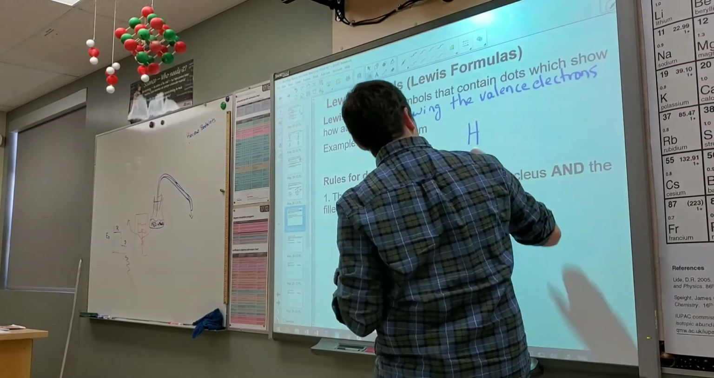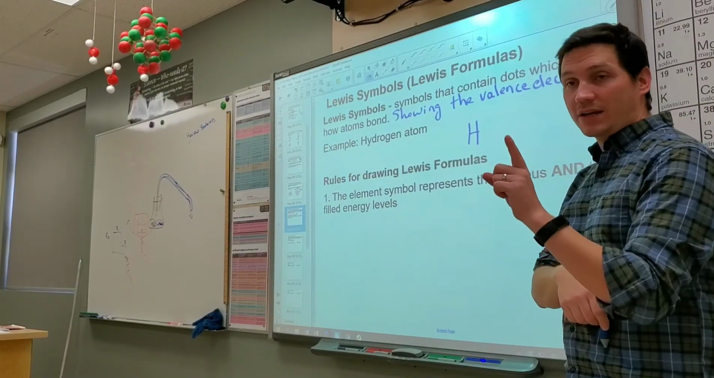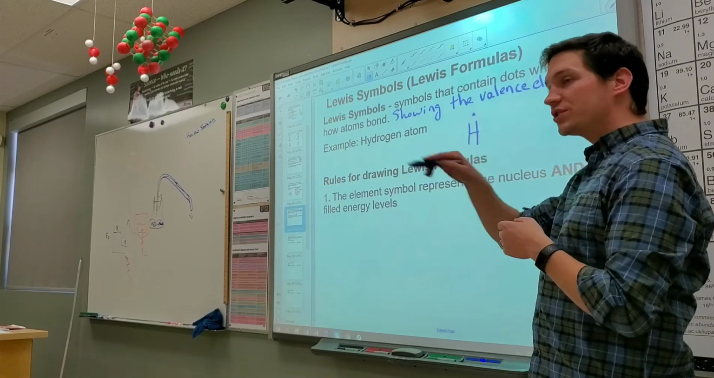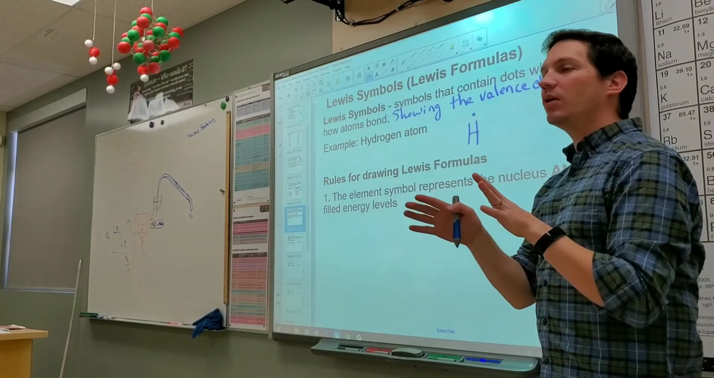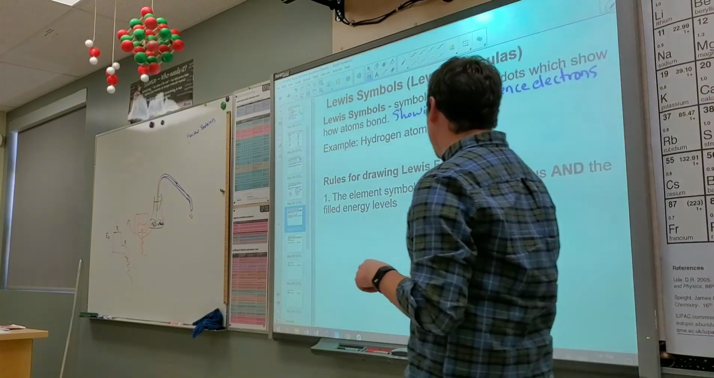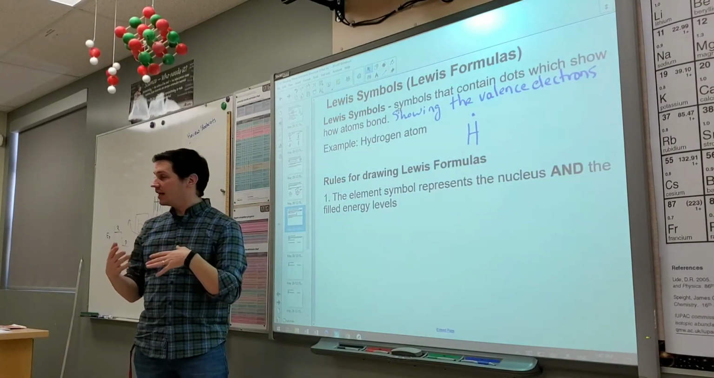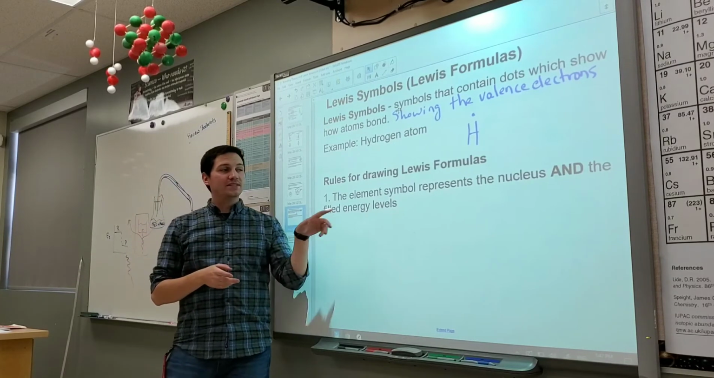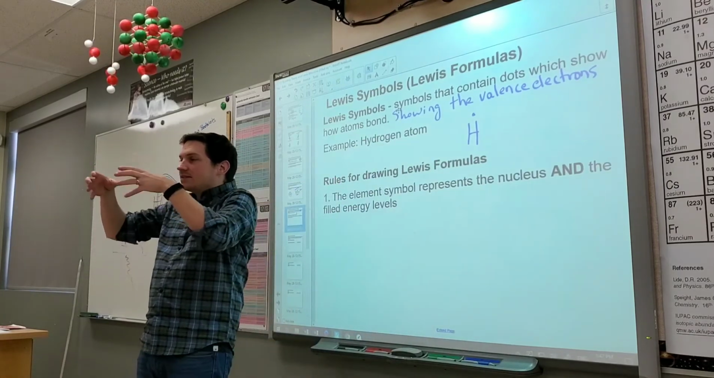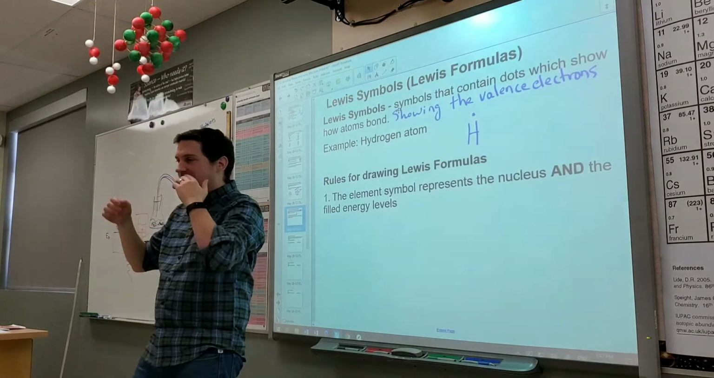You put the symbol in the middle, and because it's got 1 electron, no circles, no orbitals, no nothing. All we care about is showing the valence electrons. The elemental symbol represents the nucleus and the filled energy levels, okay? So basically, by writing this H here, that's everything that's inside of the valence electrons. Anything closer to the center than the valence electron, we don't care about.